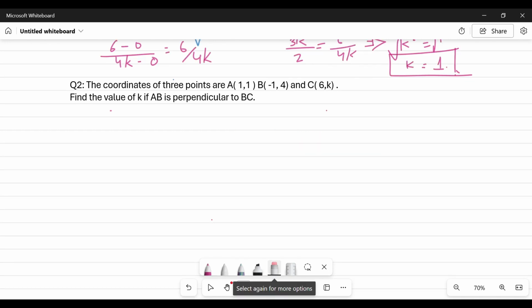Now, second question, students: the coordinates of 3 points, (1, 1).